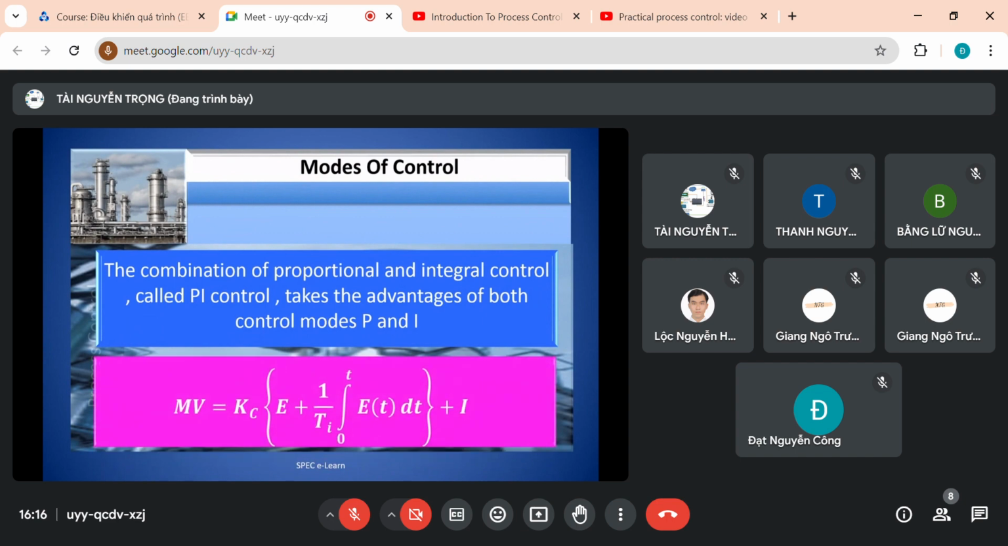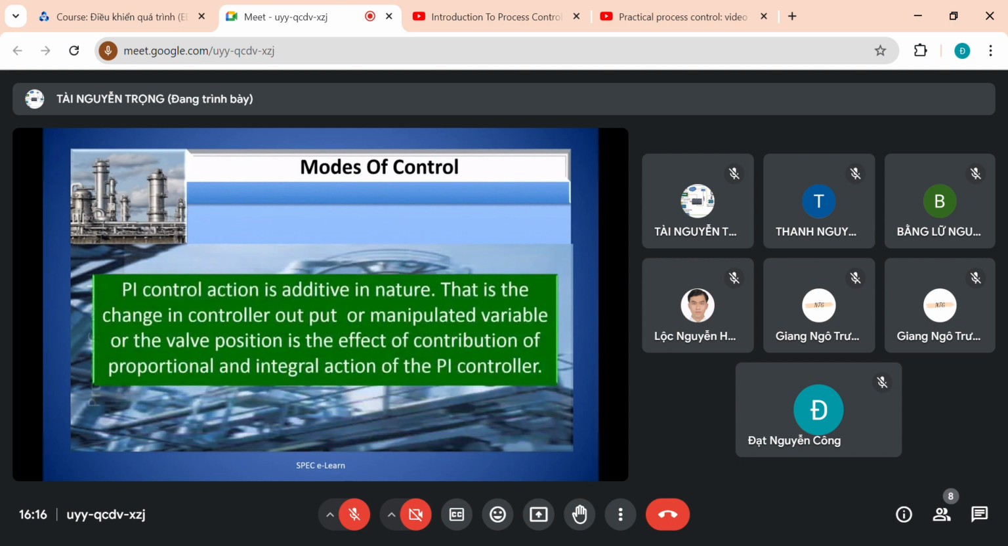The MV in the proportional integral mode is expressed by Kc times e plus 1 by Ti integral 0 to T e dt plus I. The PI control action is additive in nature, that is, the change in control output or manipulated variable or the valve position is the effect of contribution of proportional and integral action of the PI controller.